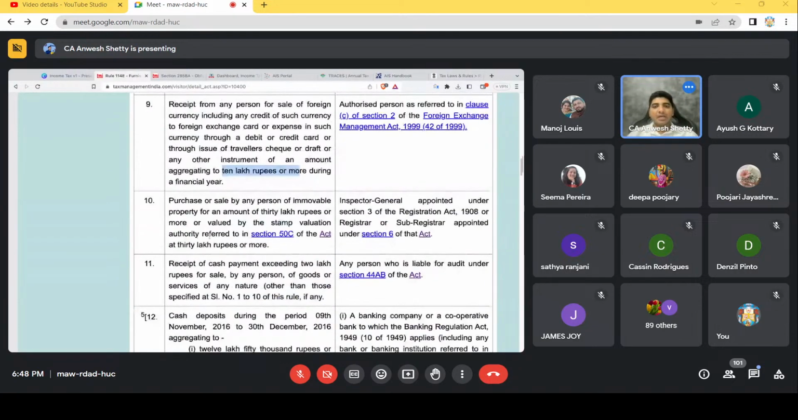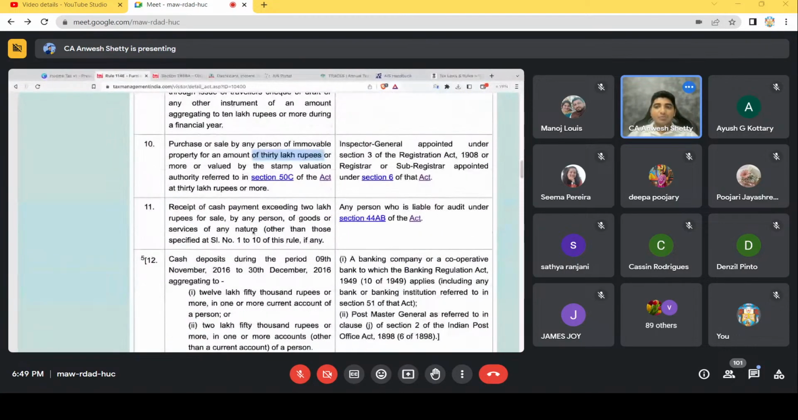Now, previously, if you remember, I told you about the registrar that if the value of the property is more than 30 lakh rupees, it could be the real property value of 30 lakh rupees, or the stamp duty value is 30 lakh rupees, but you are purchasing for 25 lakh rupees. Even then, he will report it because the stamp duty value is 30 lakhs.